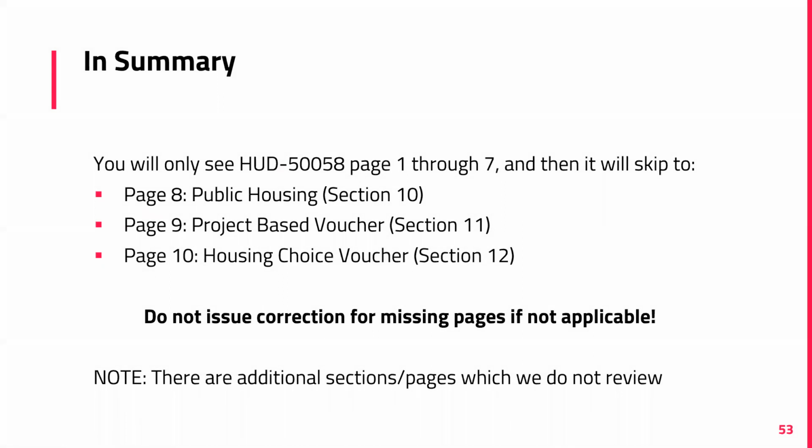All right. In summary, you will only see 5A pages 1 through 7. Remember, pages 1 through 7 are sections 1 through 9, which are filled out for everybody regardless of what particular program they are under. Then it will skip to page 8 for section 10, page 9 for section 11, and then page 10 for section 12. If you're seeing pages 1 through 7 and then you go to page 10, do not issue a correction for missing page 8 and page 9, because that doesn't exist if they're a housing choice voucher household.